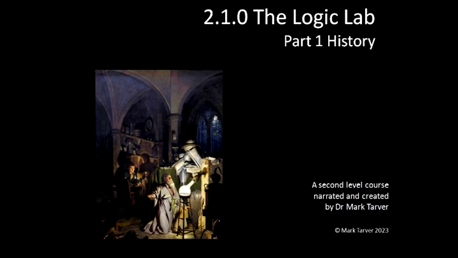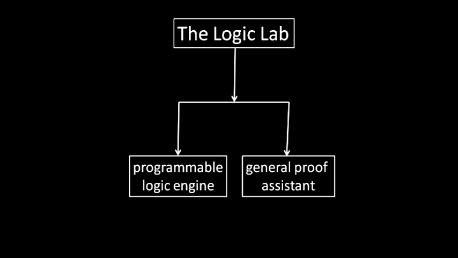The Logic Lab is a collection of tools which allows for the rapid prototyping and development of computer-based proof in arbitrary logics. It comprises a proof assistant and a tool for the type-secure specification of derivation rules written in single-conclusion sequent calculus. This videocast is the first of three talks on the Logic Lab. The first talk, this talk, deals with the history of the development which led to the Logic Lab.